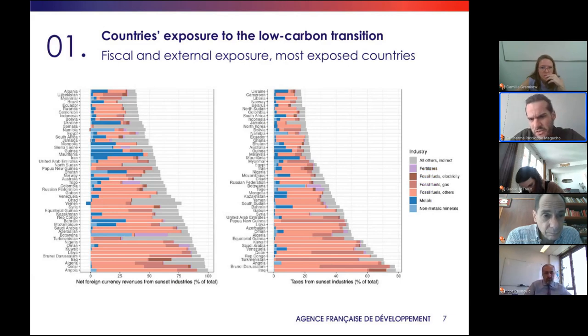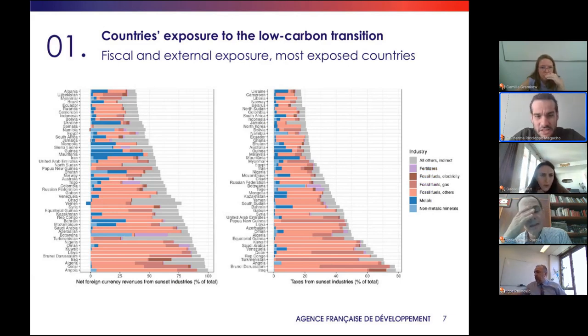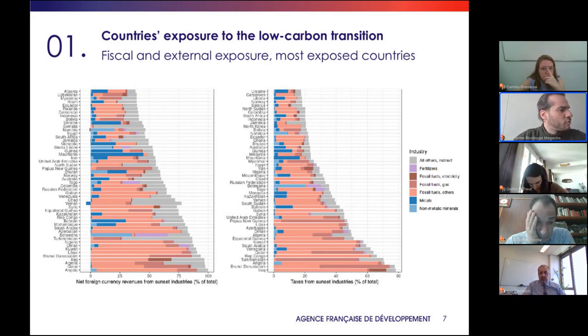Here is a distribution of sectors. As you can see, fossil fuels, this red part of the graph, predominates. It's basically the fossil fuels that are the most important industries to explain both the external and the fiscal dependence. But this is not homogeneous across countries. You have some countries where the indirect impacts, the impacts on the value chain, are more relevant. In some countries metals are more important. In some countries non-metal minerals, which basically means cement, are more relevant. Fertilizers in specific economies.